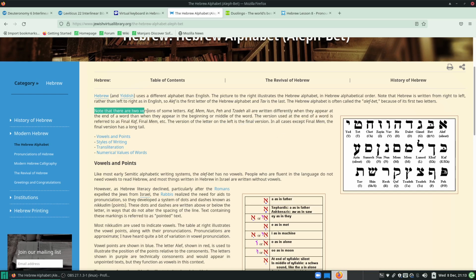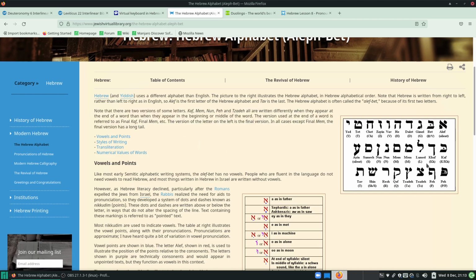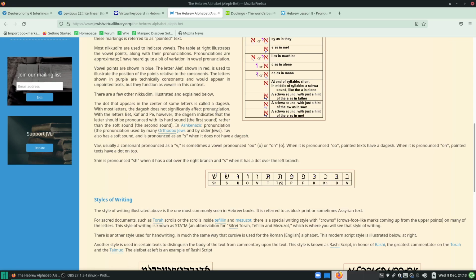Okay, look at this part. It says there are two versions of some letters: Kapf, Mem, Nun, Pe, and Tzadi. They are all written differently when they appear at the end of the word and when they appear in the beginning or middle of the word. The version used at the end of the word is referred to as final Kapf, final Mem, etc. So this is the final Kapf, and this is the normal Kapf. So I think I won't use capital, I'll use the word final. This is jewishvirtuallibrary.org. They're very good.